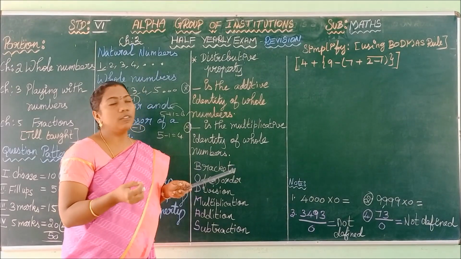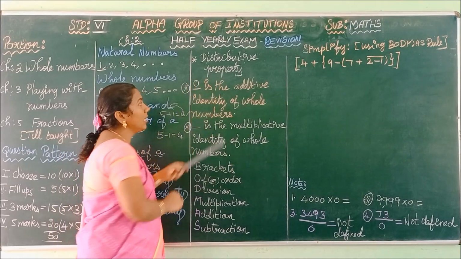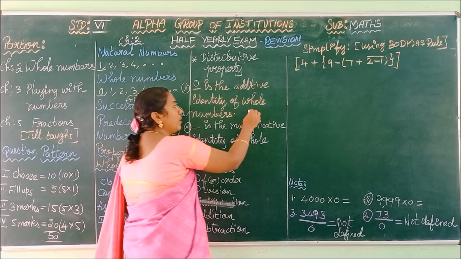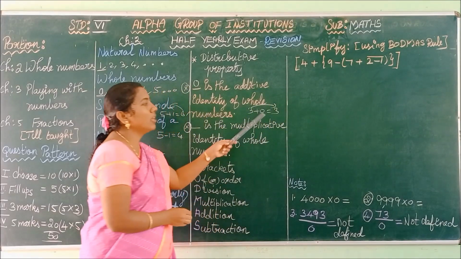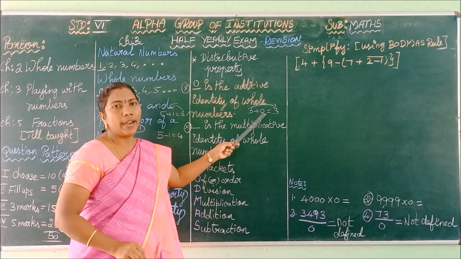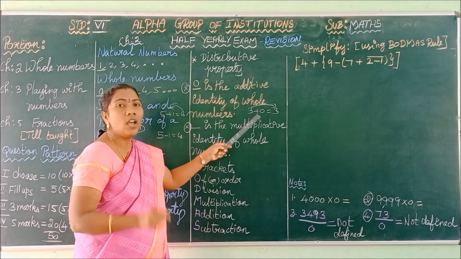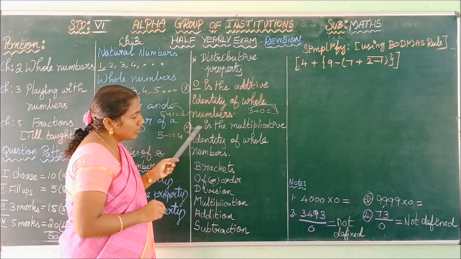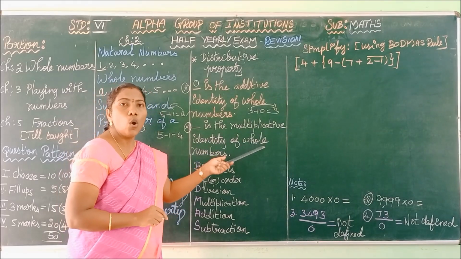So what is the answer? Yes, 0. 0 is the additive identity of whole numbers. If you add any number with 0, you get that same number only. So we are calling that number an additive identity. Why do we call the number an additive identity? Because we are using the operation addition. Next, what is this: dash is the multiplicative identity of whole numbers.